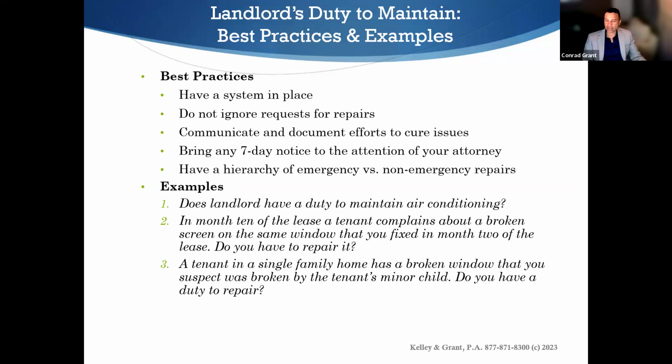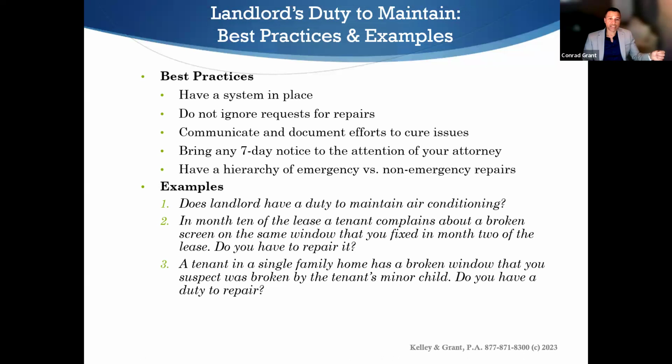Yes, it's not a statutory duty like water and heating, which is statutory by law and cannot be waived. The air conditioning, if the property came with air conditioning, then you're obligated to repair it, just like you would for a refrigerator or a stove.